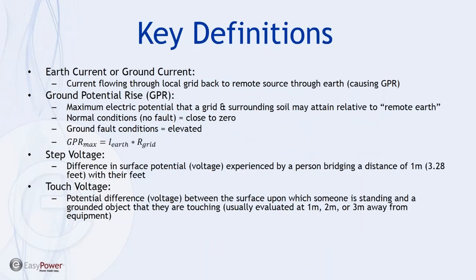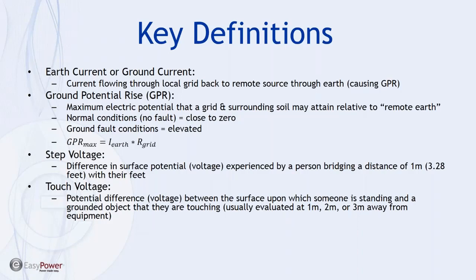So before we get started, before we dive into things, some key definitions that we'll be touching on these words many times, so it makes sense to define now. Earth current or grid current, ground current, as it's sometimes called. For a single line to ground fault at a ground grid under study, earth current is defined as the current flowing through our local grid and back to some remote source through earth. This current leaks to earth out of the local grounding facilities and leads to local ground potential rise.